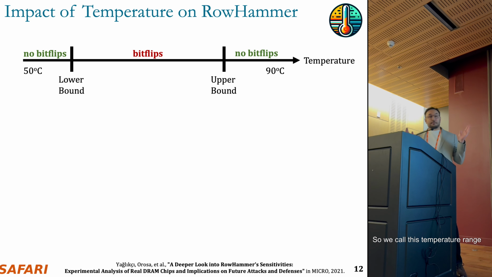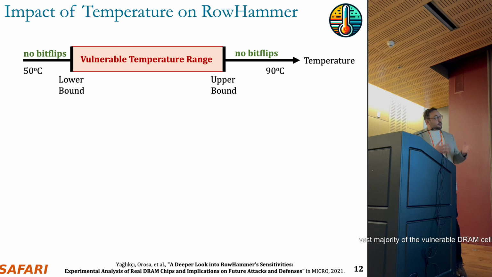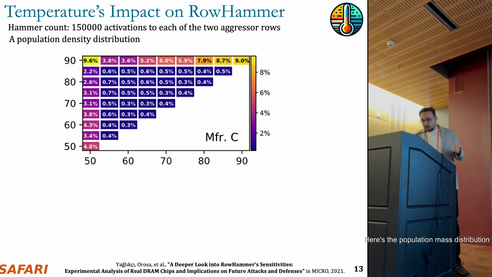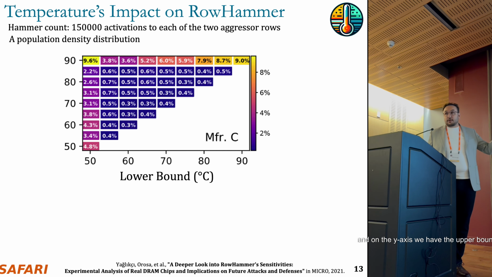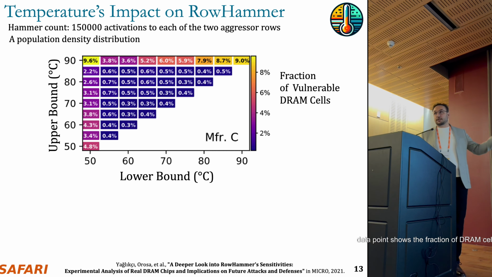So we call this temperature range the vulnerable temperature range, and we observe that the vast majority of the vulnerable DRAM cells are vulnerable to Rowhammer in a bounded continuous temperature range. Here's the population density distribution as an example. On the x-axis we have the lower bound, and on the y-axis we have the upper bound of the vulnerable temperature range, and each data point shows the fraction of DRAM cells that fall into that vulnerable temperature range.